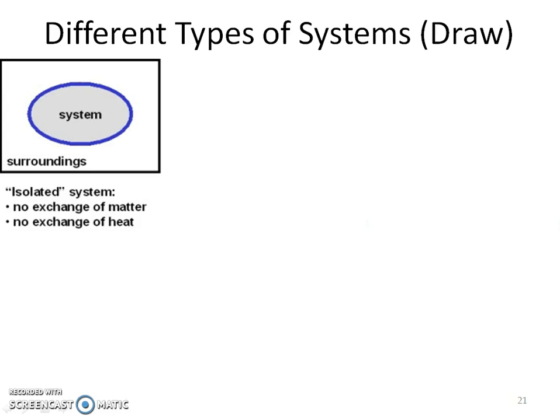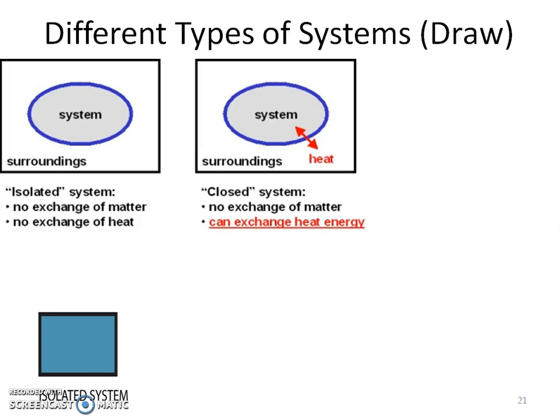So in a system or surroundings or a universe, it's called an isolated system when there's no exchange of matter and no exchange of heat. So the system and the surroundings are at exactly the same temperature, and it's kind of like in a box. Nothing's getting in, nothing's getting out, and there's no exchange of heat.